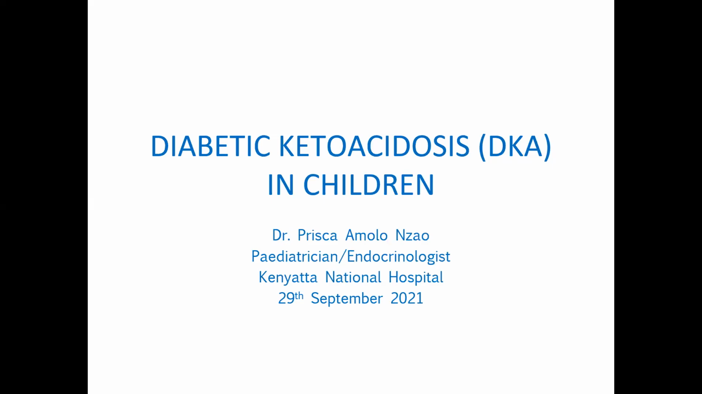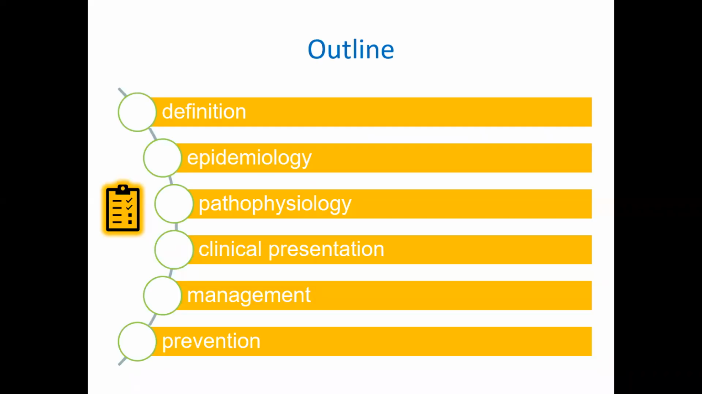of diabetic ketoacidosis in children. So this is going to be a bit interactive, and this is an outline of what I'm going to discuss. I'm going to look at the definition. We are going to briefly look at the epidemiology. We'll look at the pathophysiology and talk a little bit about the clinical presentation, and then we'll delve into the management and end with a small discussion on prevention of DKA.